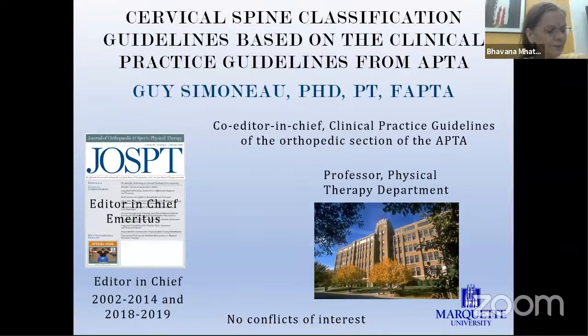He has been a faculty member in the Department of Physical Therapy at Marquette University since 1992. His primary area of teaching is orthopedics and sports physical therapy. He has published several research articles and book chapters on topics related to orthopedics, sports physical therapy, and biomechanics. Dr. Simini has also received research funding from the National Institute of Health, National Institute of Occupational Safety and Health, the Arthritis Foundation, and the Foundation for Physical Therapy, among others.